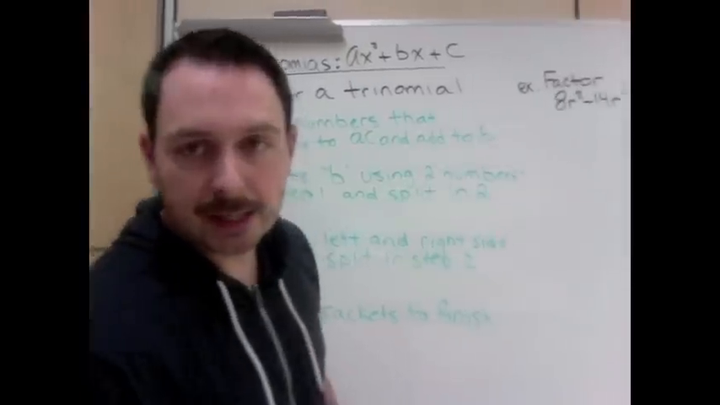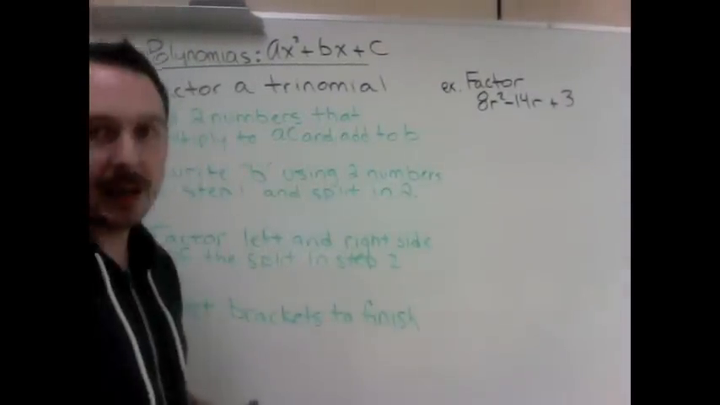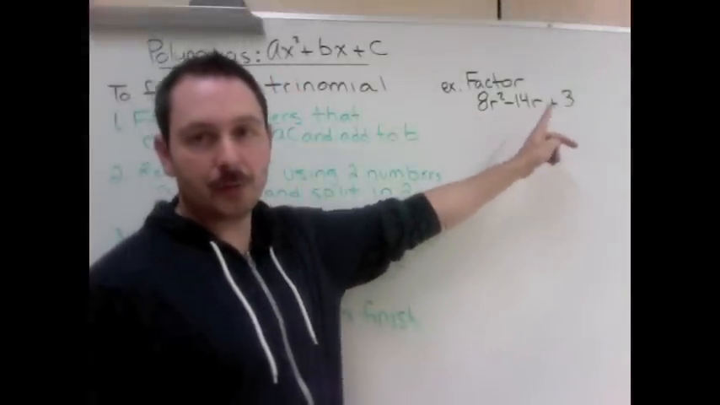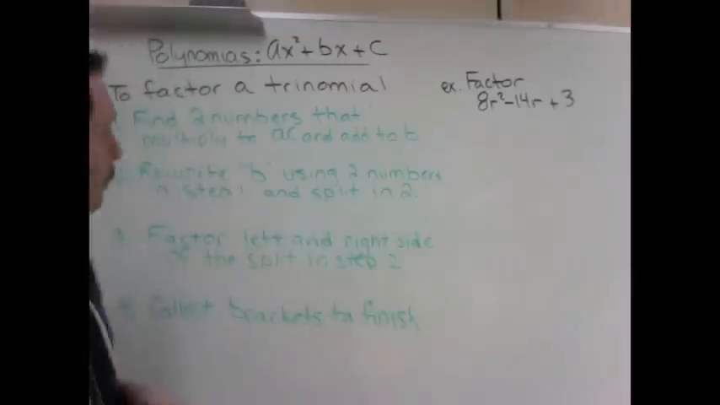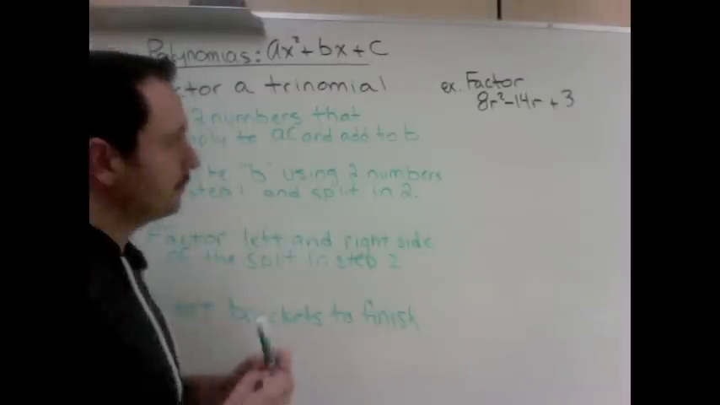So here is an example. And I'm going to try and keep the steps in view here so I can refer back and forth to them. So factor 8r squared minus 14r plus 3. Now step 1 is to find two numbers that multiply to a and c. So let's do that.